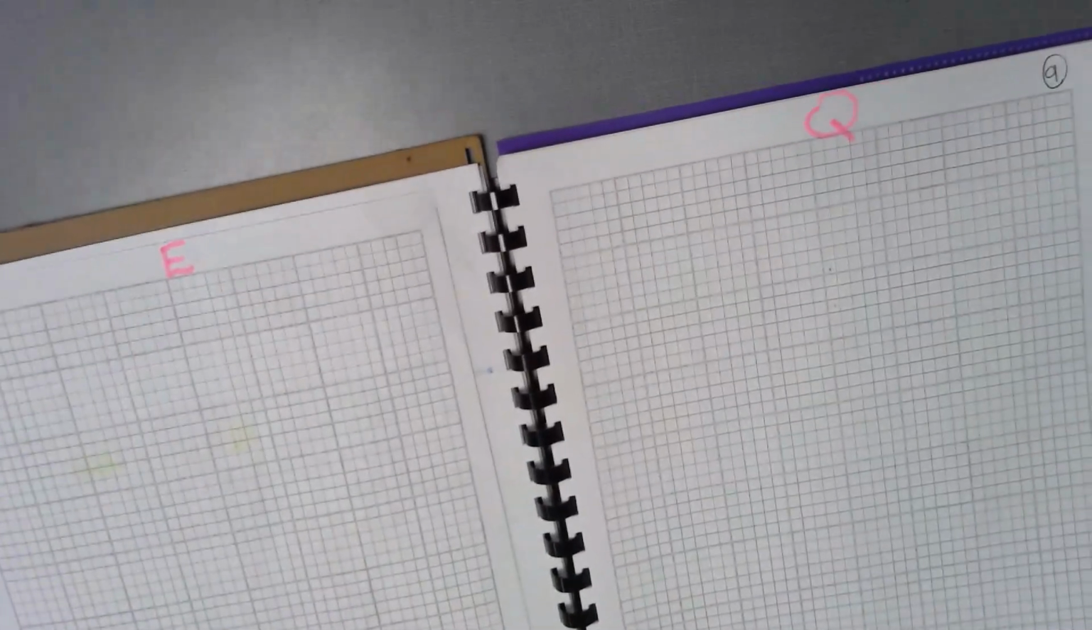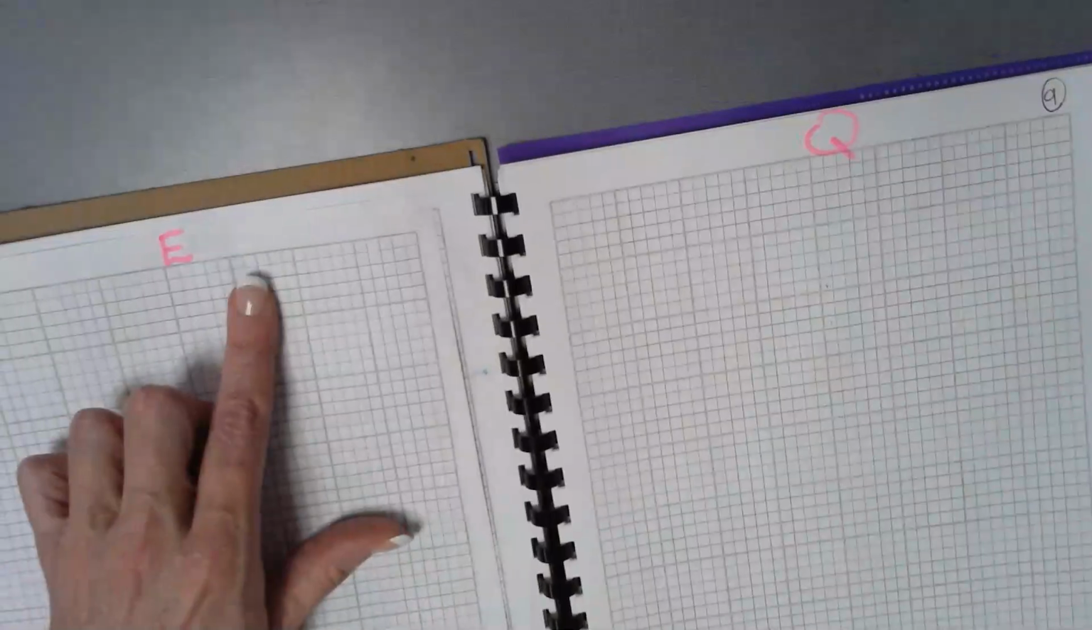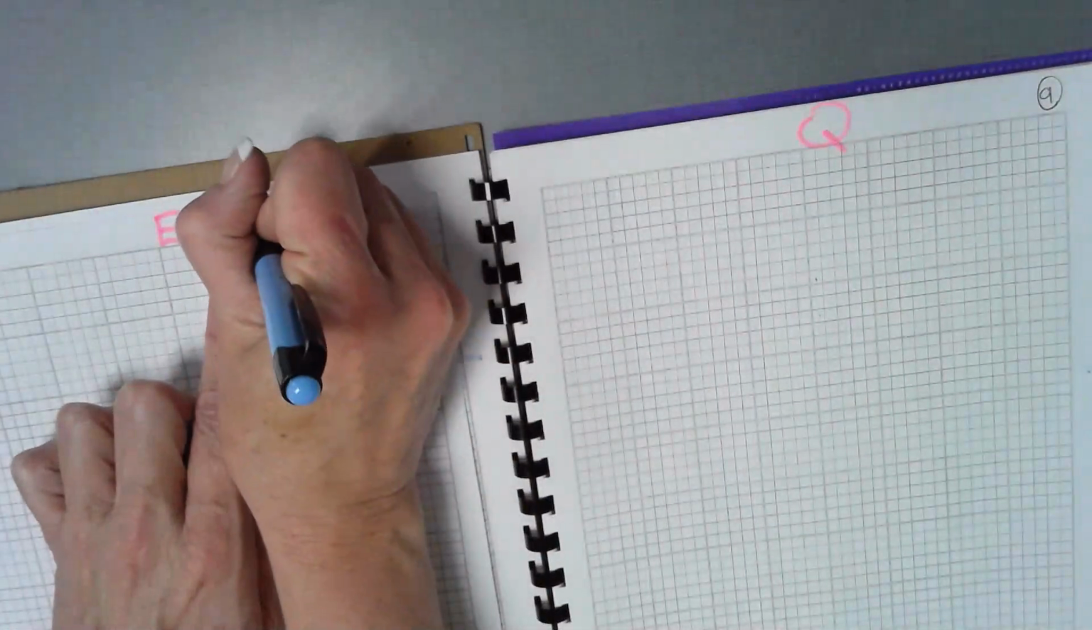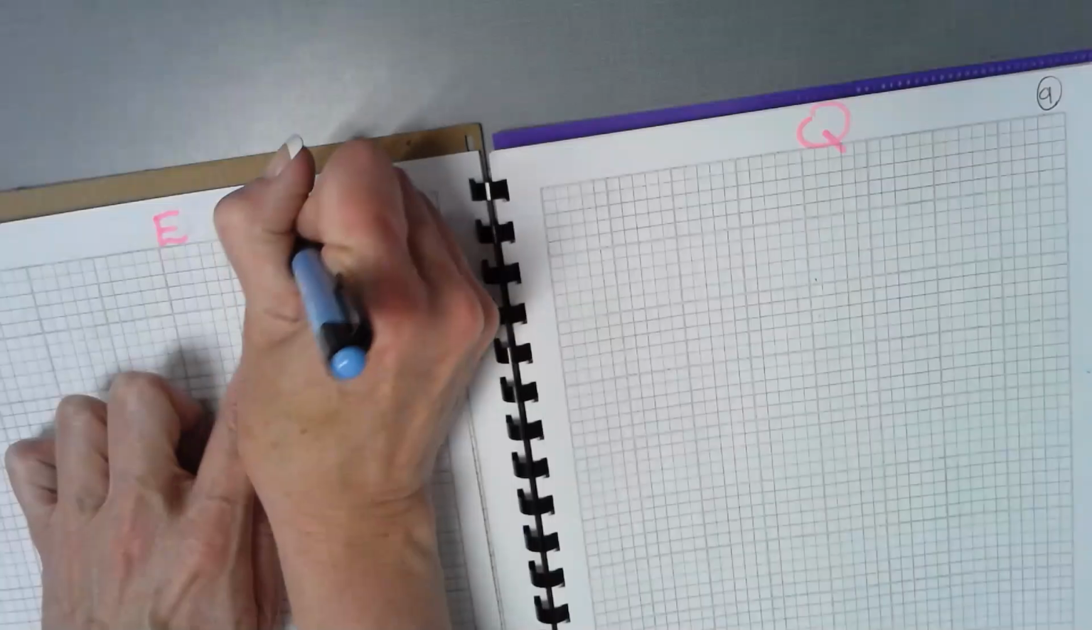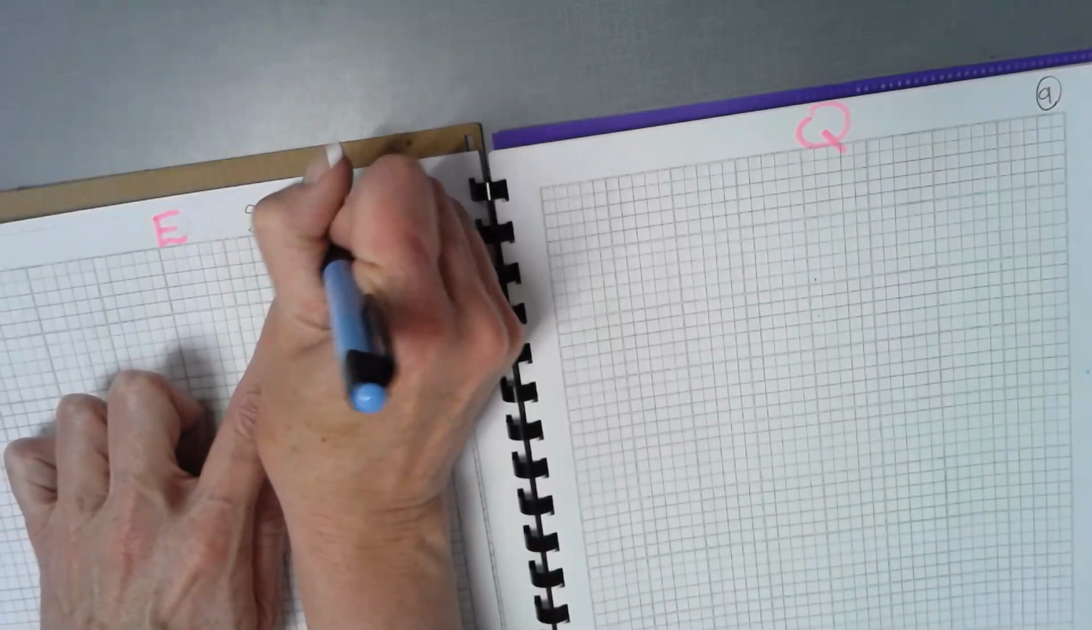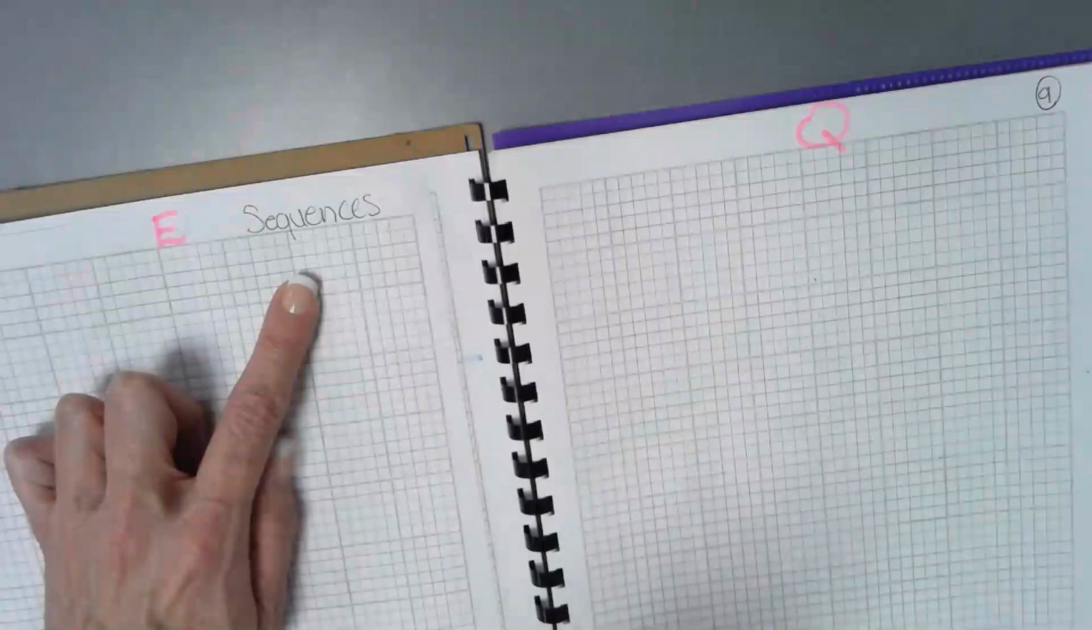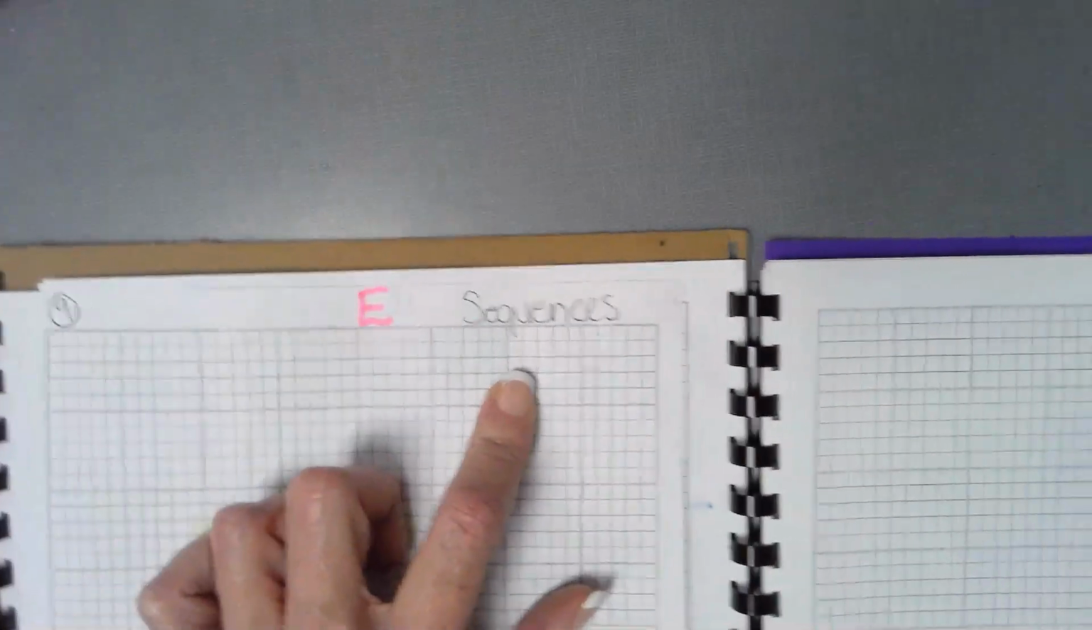And now that I know we need all the room possible, this page is going to be used for sequences, but notice I'm writing it way up top, y'all. Notice I'm writing it way up top, sequences.